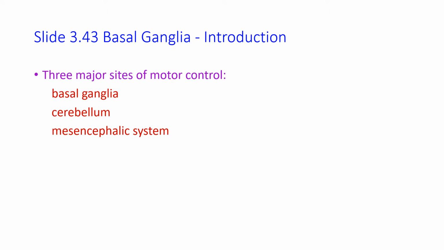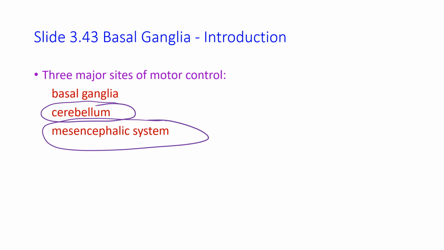As we have worked our way up through the brain, from the brain stem, up through the diencephalon, etc., we have been looking at motor system controllers. So we've talked about the mesencephalic system, that being the substantia nigra, the red nucleus, the reticular formation, as being areas of motor system control. We saw that the cerebellum is a very, very important area of motor system control. But the highest centers of motor system control belong to the basal ganglia.